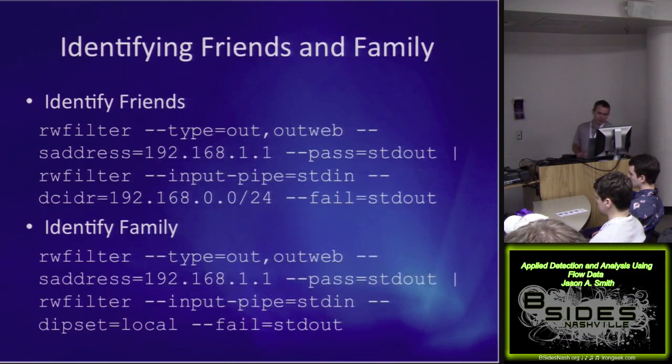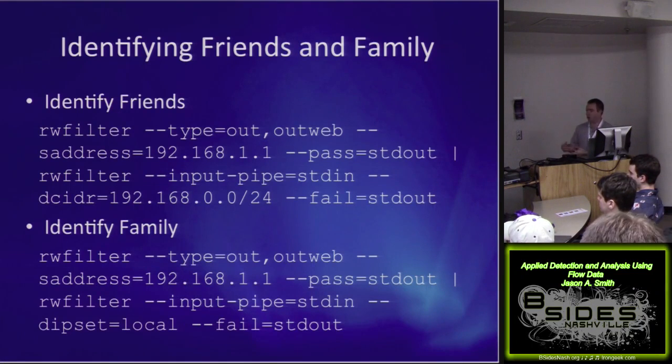Some more identifying friends and family. This will basically look for any sort of out-and-out web things. Again, friends are things that we're talking out to. And then identifying the family, actually this would be better to not be out-and-out web, but in web, or int to int, even better. But it will look for things that are talking locally.